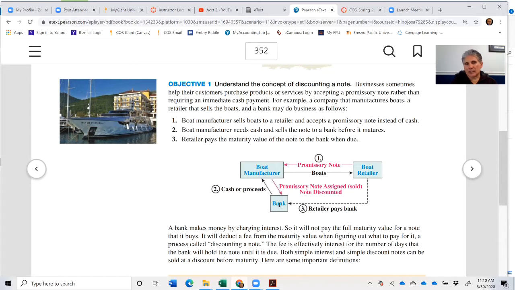So the bank makes money because they buy that note at a discount. The retailer pays whatever it promised to pay right at the beginning of when the promissory note was issued. The boat manufacturer may or may not have gained on the deal, but it doesn't matter. They needed the cash, so they got the cash.